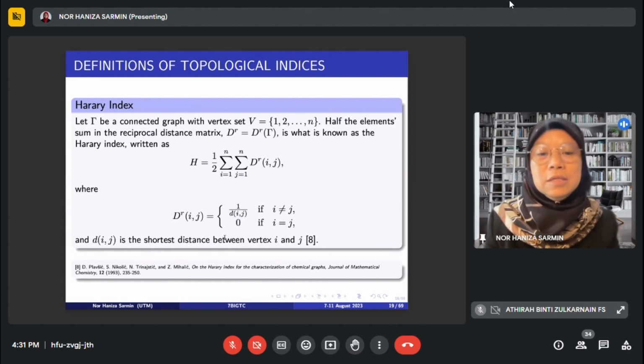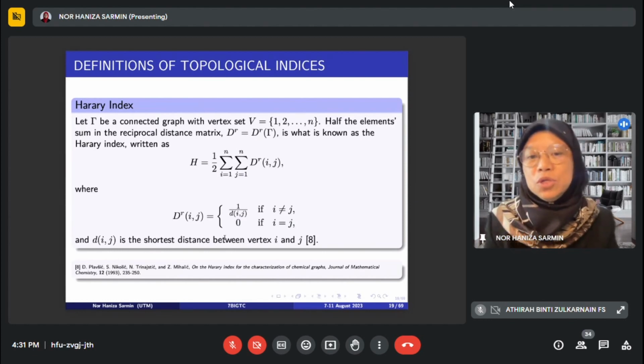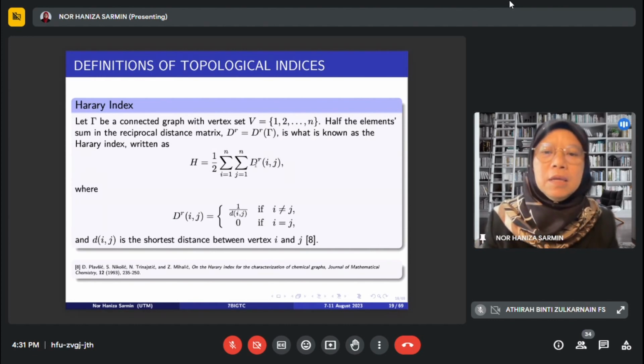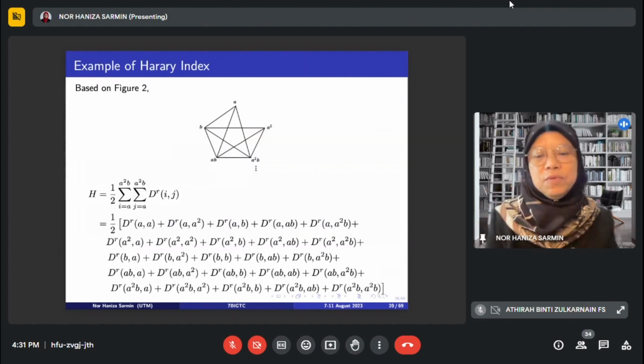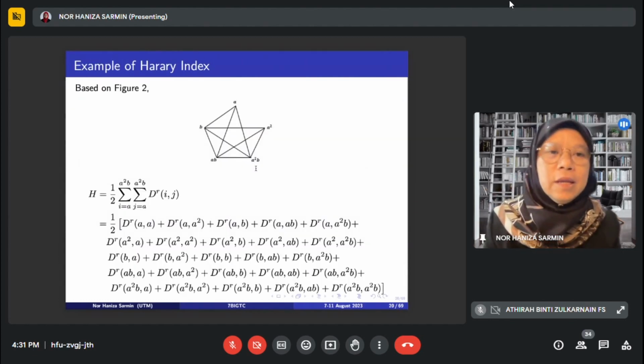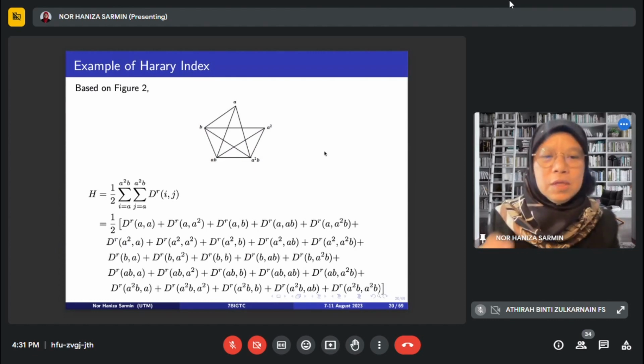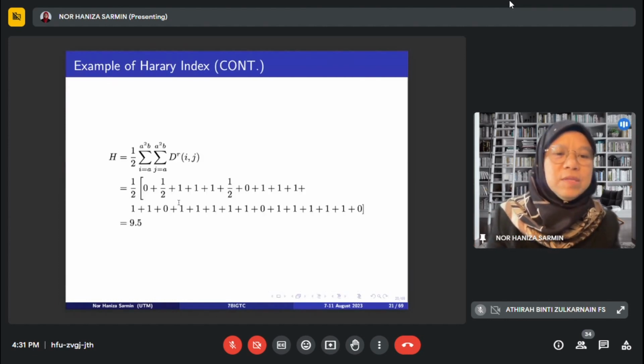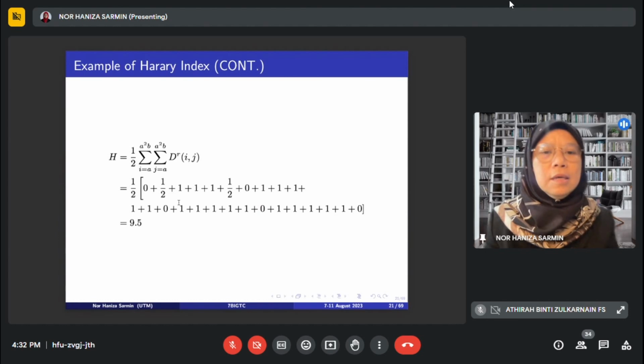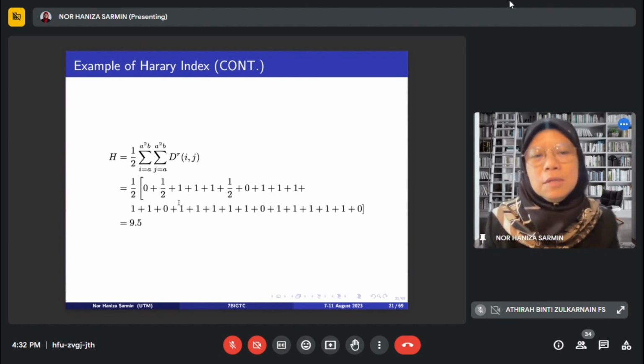So you find the shortest distance, you take the reciprocal, and depending on whether i is j, you take the sum, and you take half of those. So this is the Harari index based on the same graph. You take all possible distances between the two vertices, and you take the reciprocal, and you sum up, and that is the Harari index.